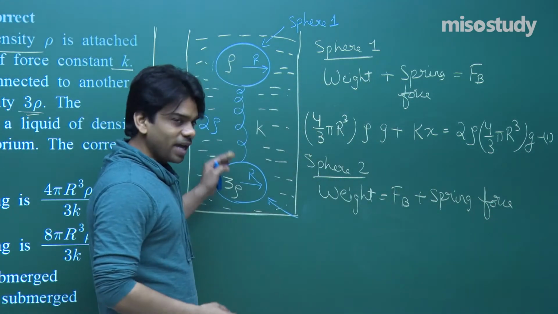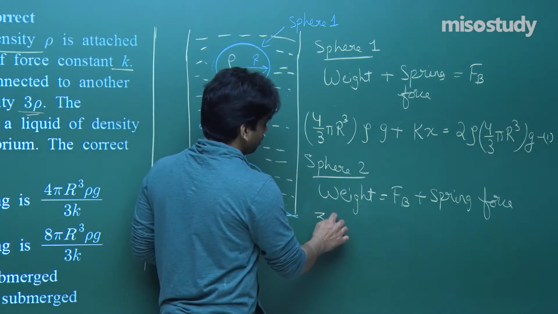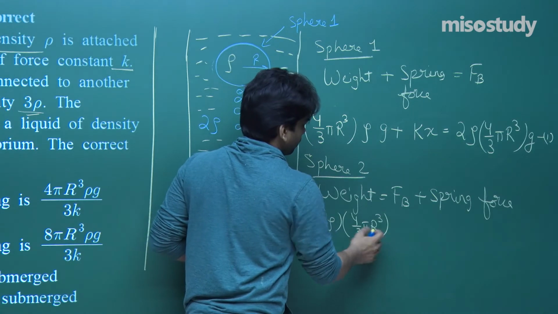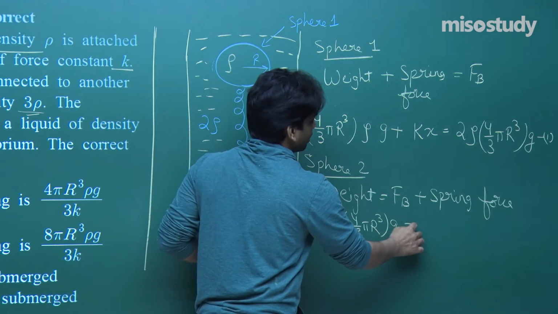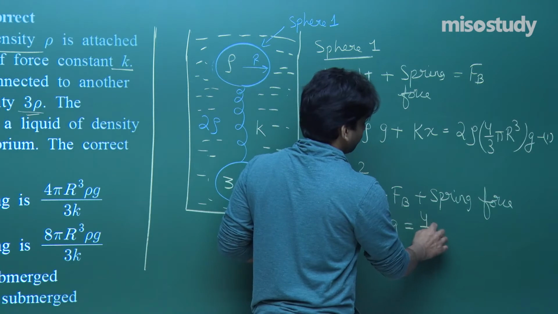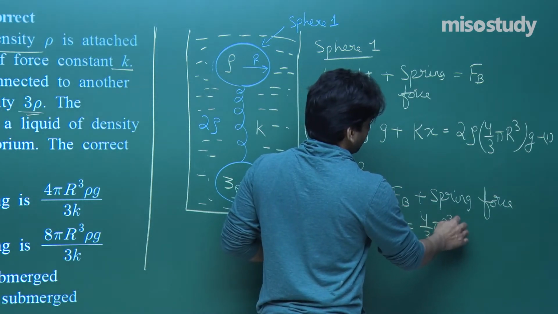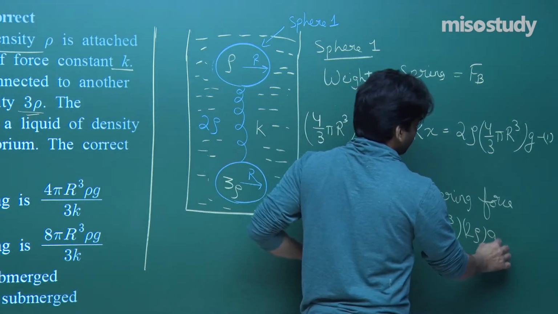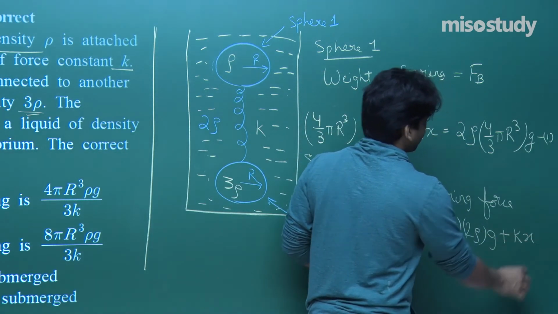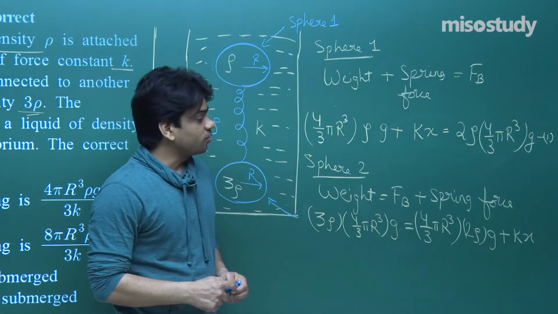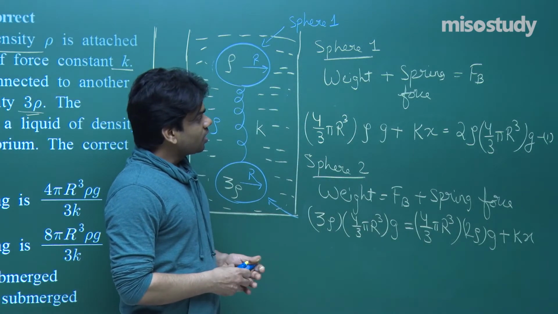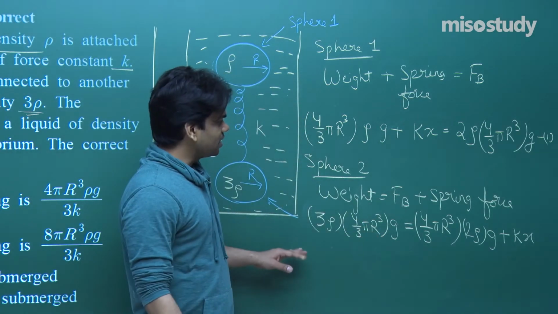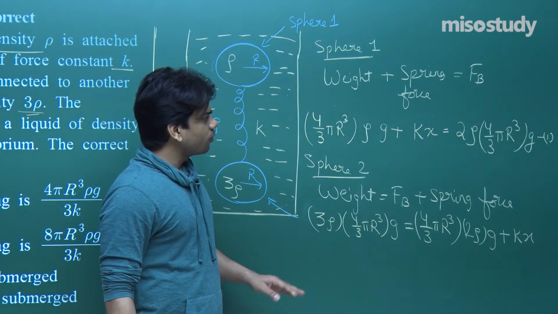Weight is acting on the downward direction. Its weight will be 3 rho, its volume 4 by 3 pi r cube. We got volume, density, mass into g is equal to buoyant force, that will be again volume into density, that is 2 rho, multiplied with g plus spring force, that is Kx. This is what we can comment on both the two. Now you see here which term can be cancelled out and which term will be taken into consideration, and easily then we can comment on the value of x.